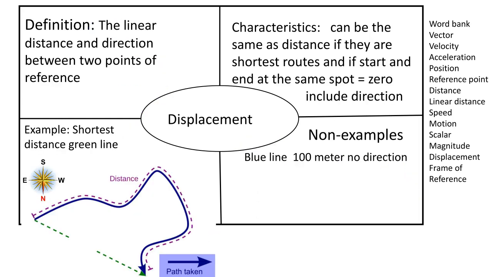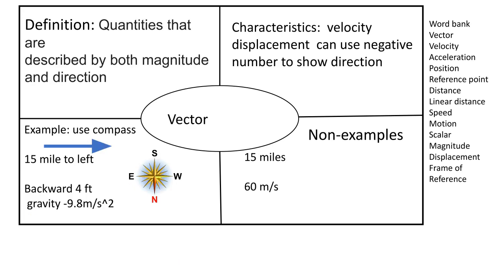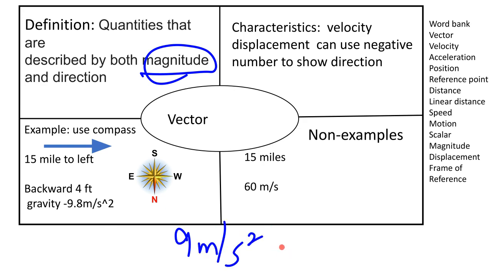We've done displacement. Displacement is the linear distance and direction between 2 points. A vector is a quantity that is described by both its size or magnitude and the direction. So, for example, 15 miles an hour to the west, or backward 4 feet. And a vector quantity, if we look at 9 meters per second squared, that's acceleration, and that is a vector. So something to remember as far as a number.